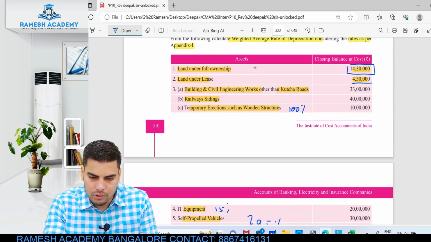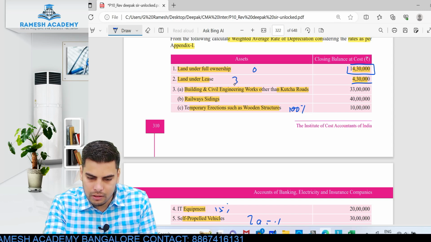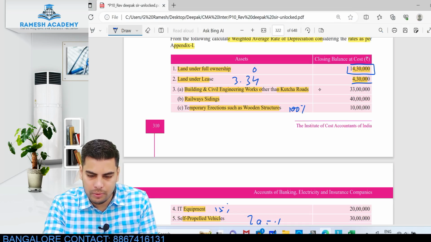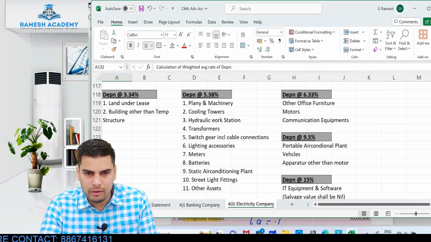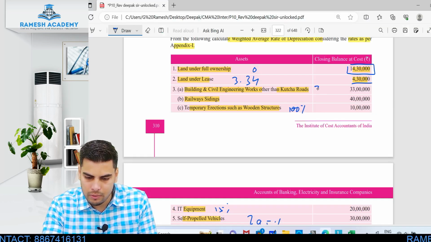Is this clear? So here it is 0, here it would be 3.34. So building, you guys already know. Building, it would be how much? Look at this. Building for temporary structure it would be 100%. Other than temporary structure it would be 3.34%.